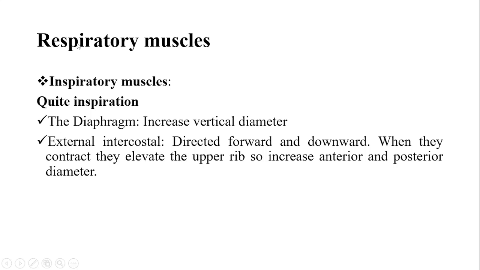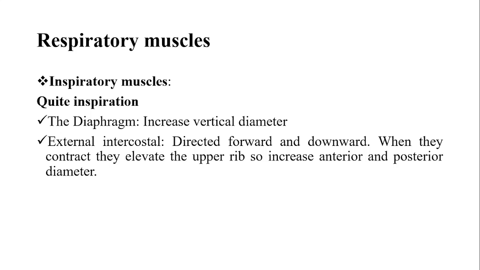These are the muscles that are required for respiration. The inspiratory muscles: respiration can be of two types, quiet and forceful. Quiet means the respiration that we are not aware of, that is taking place every second, every minute. We are not even aware of this. This is called quiet inspiration or quiet expiration, quiet respiration as a whole.